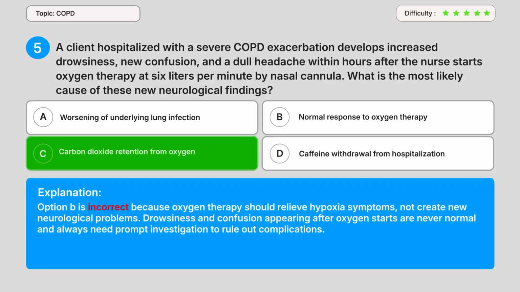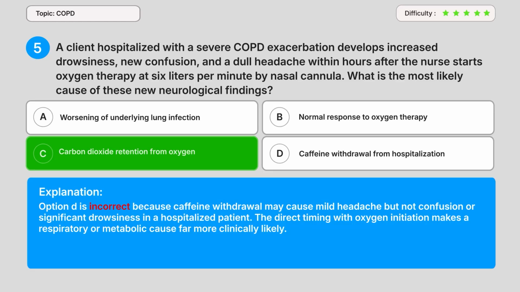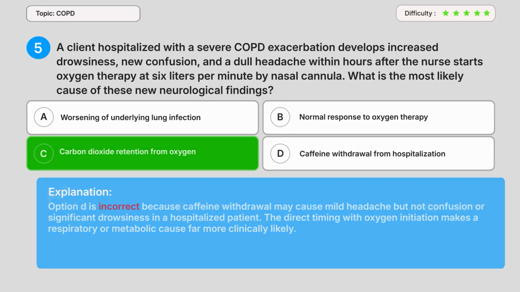Option B is incorrect because oxygen therapy should relieve hypoxia symptoms, not create new neurological problems. Drowsiness and confusion appearing after oxygen starts are never normal and always need prompt investigation to rule out complications. Option D is incorrect because caffeine withdrawal may cause mild headache, but not confusion or significant drowsiness in a hospitalized patient. The direct timing with oxygen initiation makes a respiratory or metabolic cause far more clinically likely.